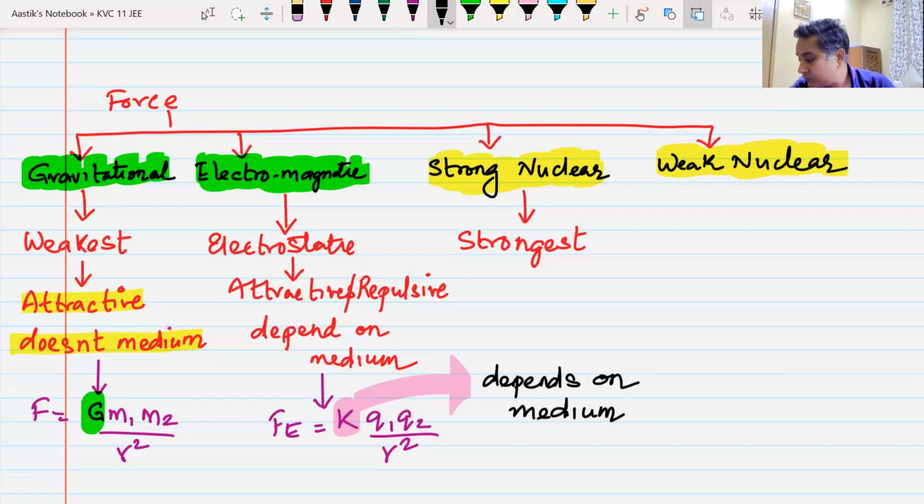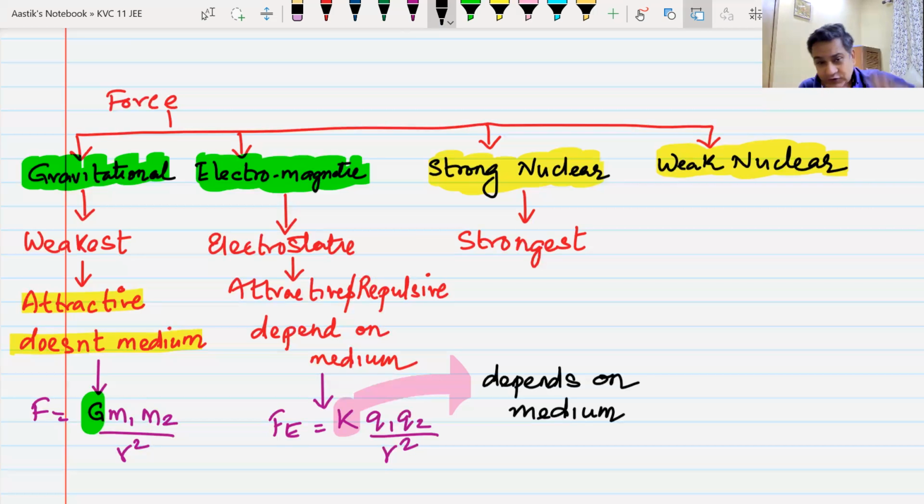Okay. Now, the first category: gravitational force and electromagnetic forces are 99.99%, in fact almost 100% of the forces that we see around us, because nuclear forces exist inside the nucleus. Unless something big happens, like a nuclear explosion, like Hiroshima and Nagasaki, like an atom bomb, you will never come to know about these nuclear forces. And those things don't happen every day.